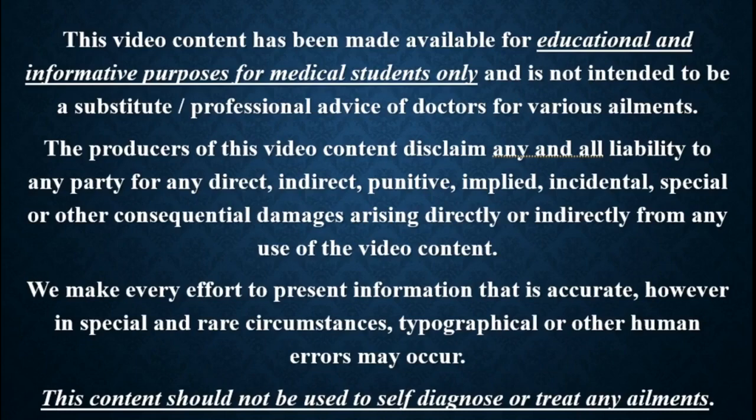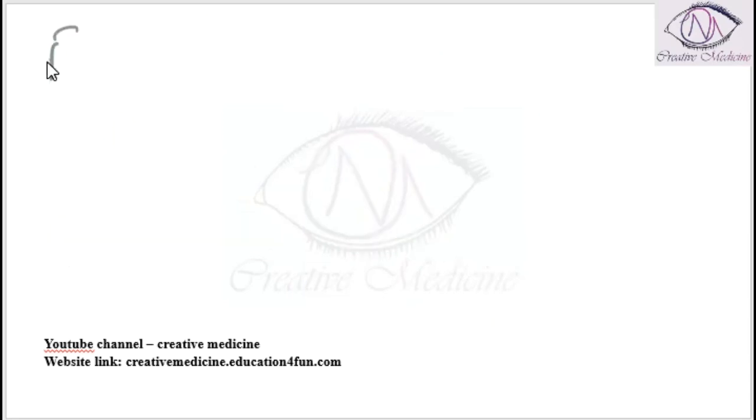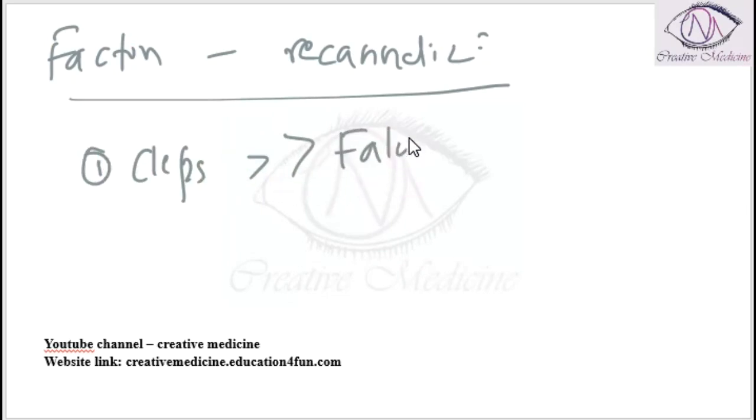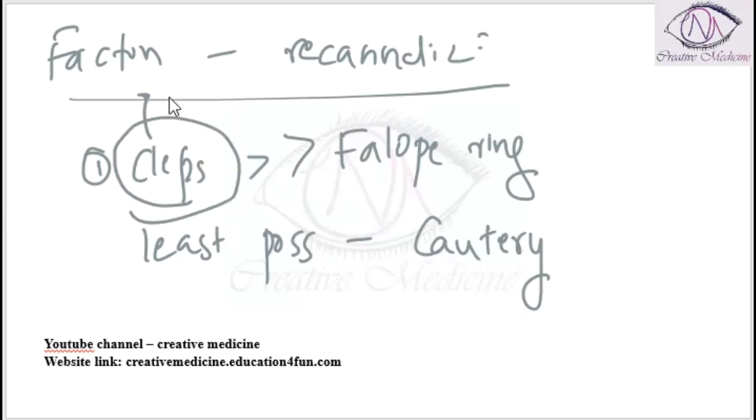In this lecture, we will learn about factors affecting recanalization. In factors affecting recanalization, first, clips are the best technique for sterilization, and through the clips we can also do proper recanalization. Clips are followed by Falope ring. The least favorable technique of sterilization for recanalization is cautery, but if it is clips, then it is the best technique of sterilization which can be recanalized.